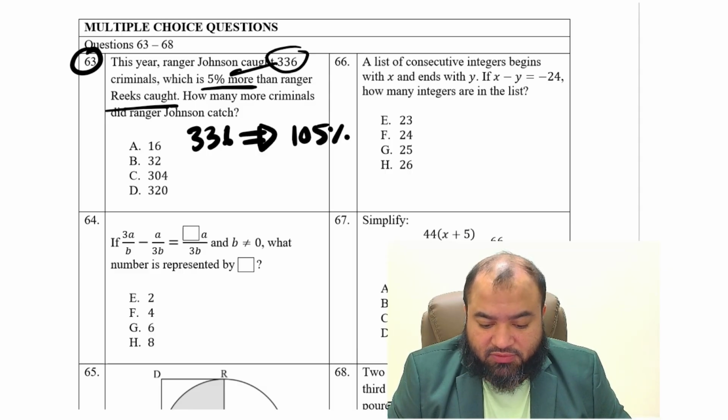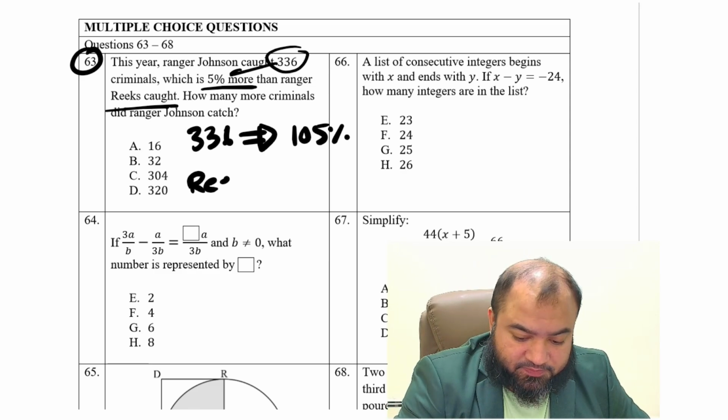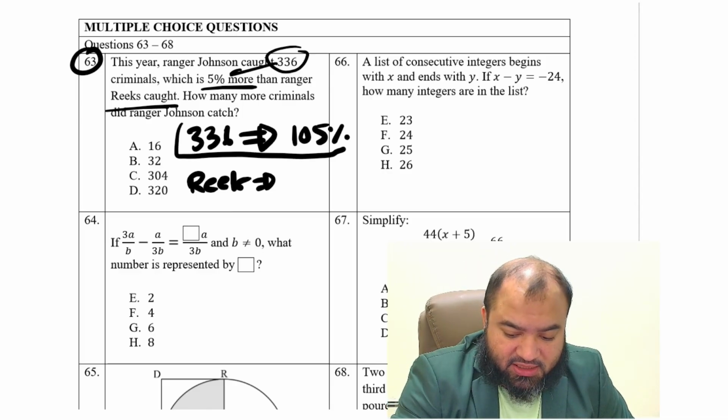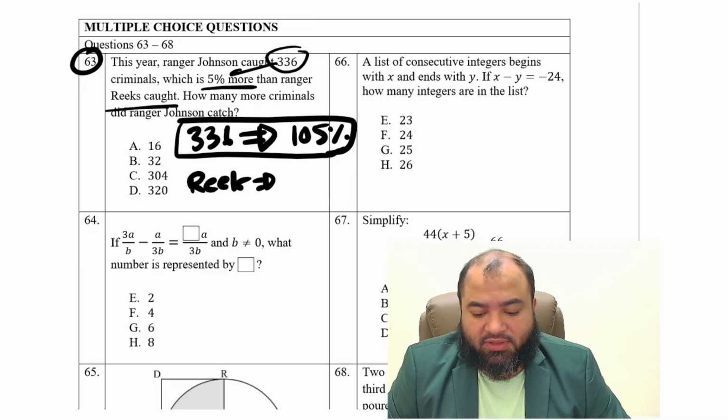So we just have to find out, how many more criminals did Johnson catch? So Reeks is the 5% less, which is 100%. Okay. So if 336 is the 105%, let me tell you a trick.